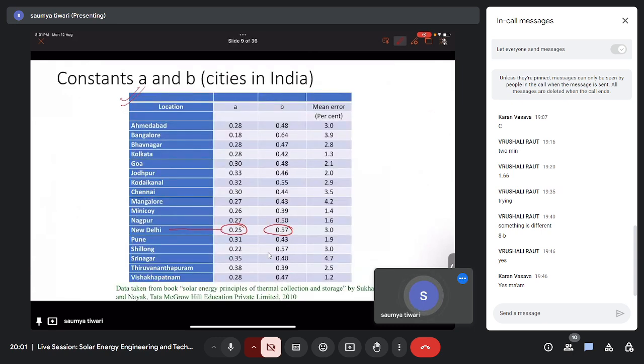If you look into the table, these are the different a and b values for different cities in India. Vadodara is not given directly, right? The closest to Vadodara is Ahmedabad, so it has similar climatic conditions. If it's not given directly in this table, you can see what cities are located nearby with similar geographical conditions. So from here, the value of A will be 0.28 and the value of B will be 0.48.